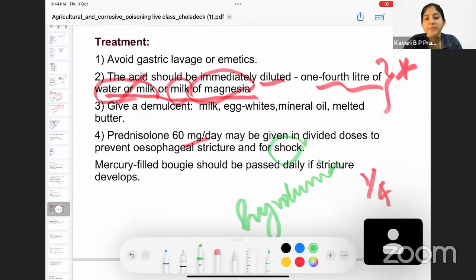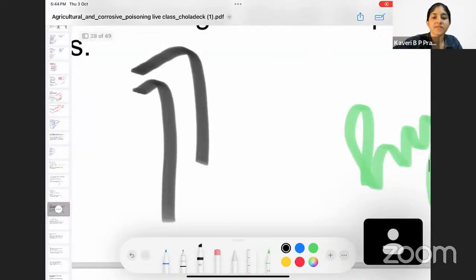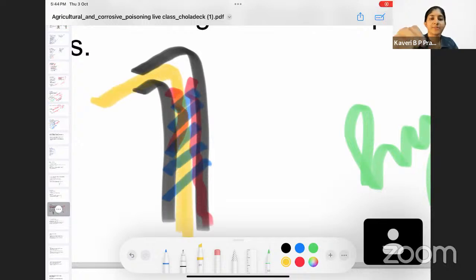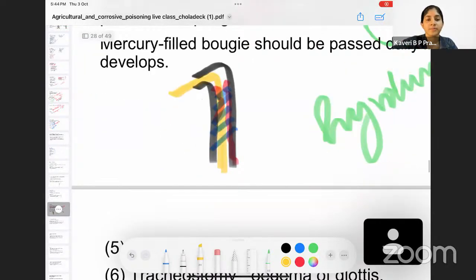A mercury-filled bougie should be passed daily if a stricture develops. So imagine a stricture is developing. As I told you, if this is the esophagus, when a stricture develops, this is the ragged surface, and the stricture is going to be formed like this between the surfaces. And when the stricture is formed, the entire opening is closed, and the person henceforth would not be able to eat. That is when you will be giving this. Whenever you pass a bougie, it is passed like this. So every day when you pass this, it is going to slowly dilate your esophagus, so the stricture doesn't form.